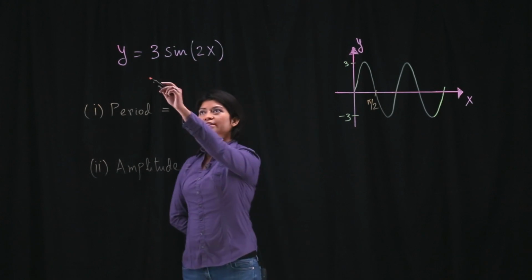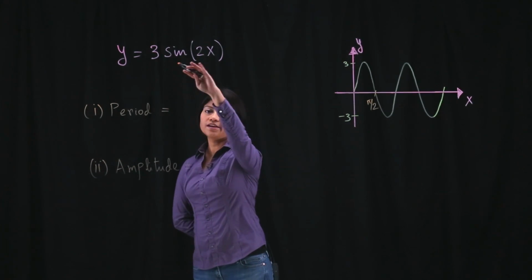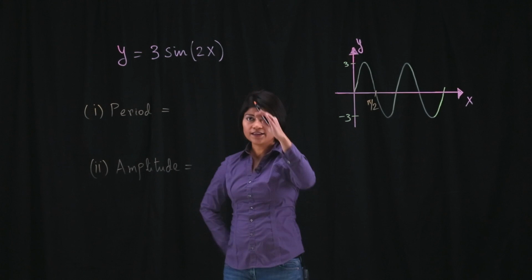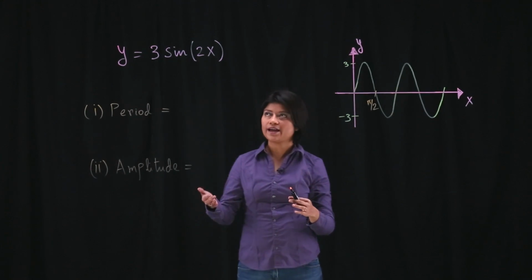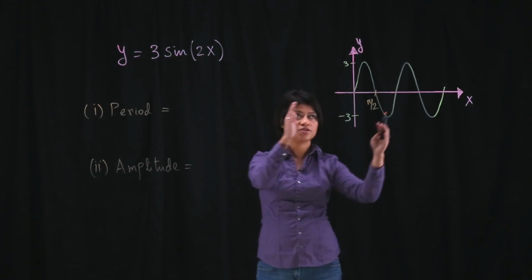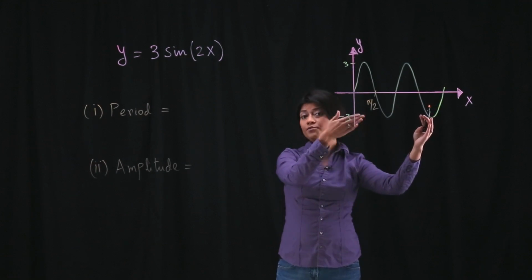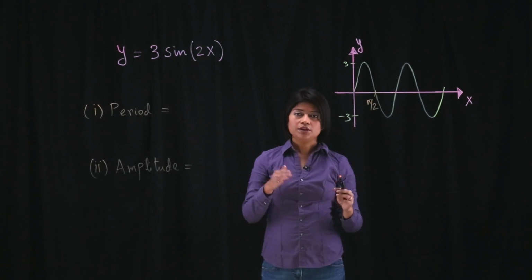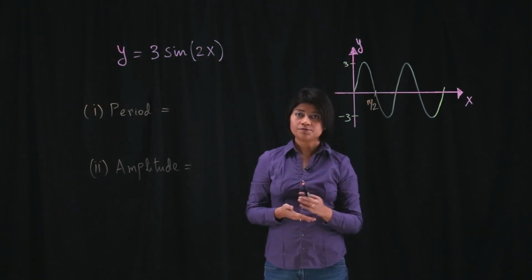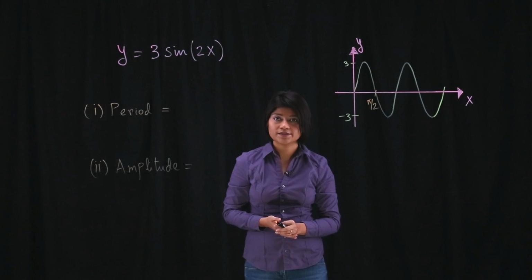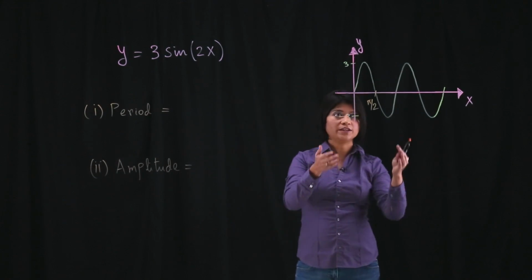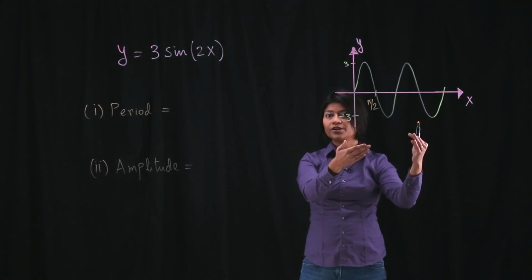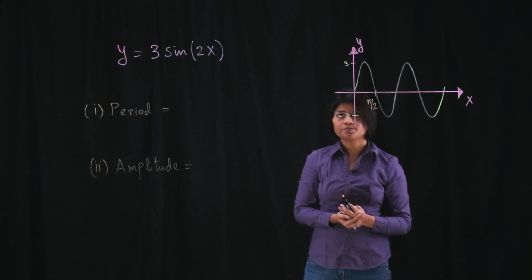So the function is y equals 3 sine of 2x. And in this problem, we also have the graph of this function. It's right here. And we have to figure out what is the period and amplitude. Now, you can solve this problem two different ways, and I will show you both ways. So the first way will be to look at the graph and figure out what is the period and amplitude.